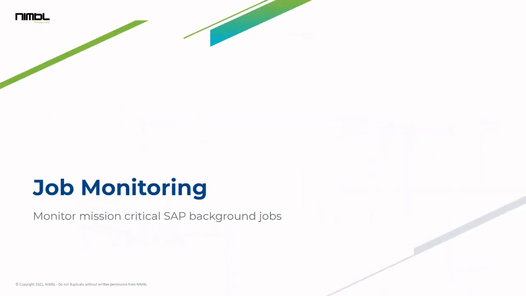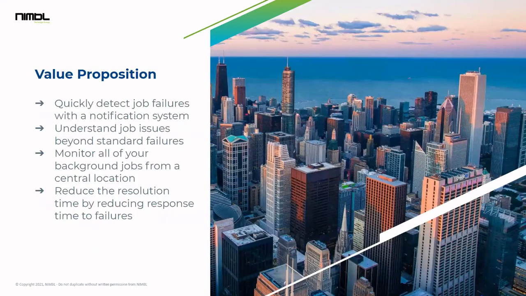Next, I wanted to quickly touch on job monitoring. I want to make sure we leave some time at the end for questions. But job monitoring has a lot of key capabilities, but what it is meant to do is to allow you to monitor those critical background jobs. Many business processes are completely dependent on regular background jobs that happen every evening, a couple times a week, at month end, at year end.